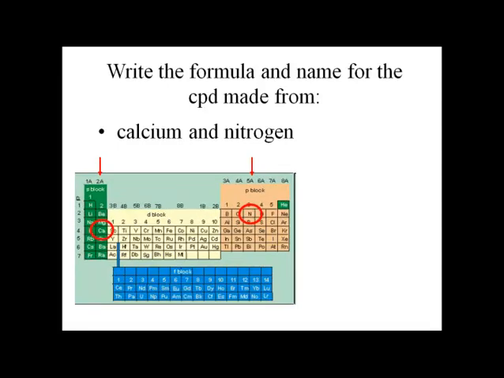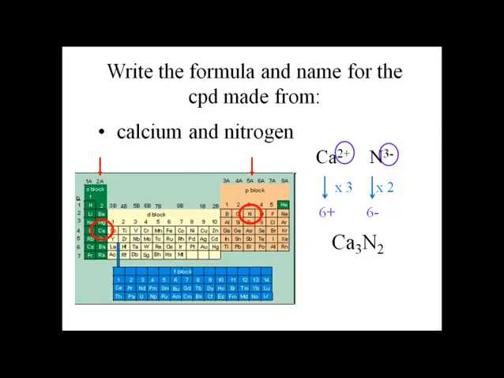Looking at the periodic table, calcium is in group 2A, meaning the calcium ion has a 2+ charge. Nitrogen is in group 5A, meaning that the nitride ion has a 3- charge. Compounds are neutral, so in order to get the charges to neutralize, we would need 3 calcium ions and 2 nitride ions. Note that 3 calcium ions would have a total 6+ charge, while 2 nitride ions would have a total 6- charge. The chemical formula is Ca3N2.